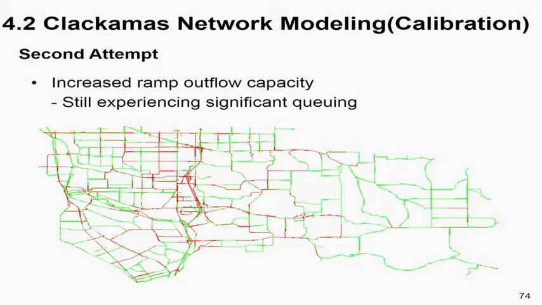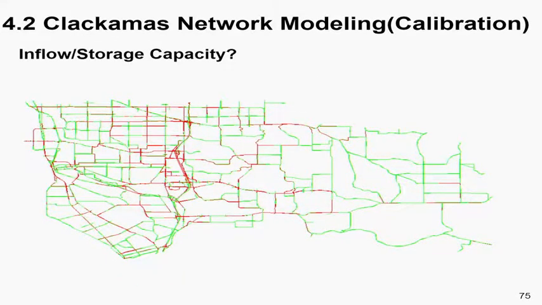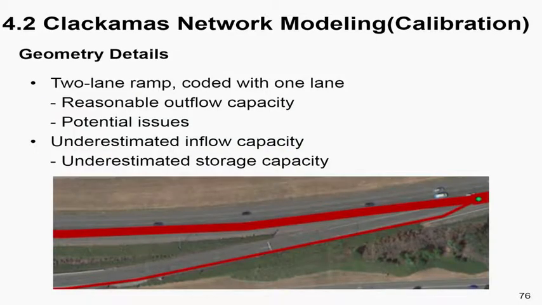So we say, okay, in this case it's more likely the ramp offload capacity is not enough. So we increase the ramp offload capacity. The original ramp offload capacity is 1,400 vehicles per hour per lane. We increase the offload capacity, and still we have significant gridlock. Then we look at whether we have any storage capacity issue, or any inflow capacity ratio issue.